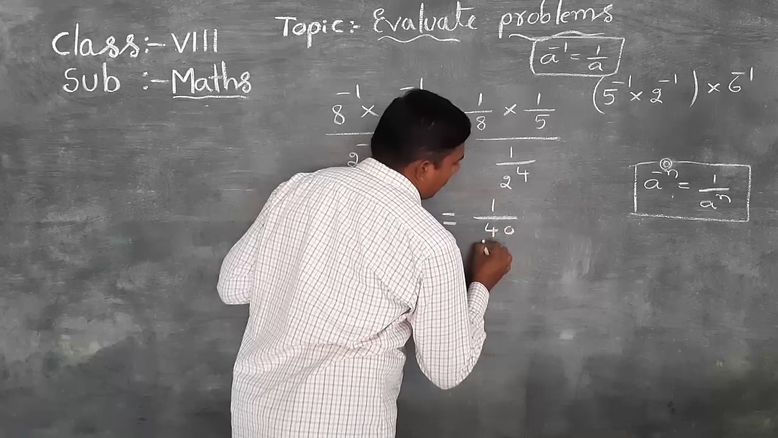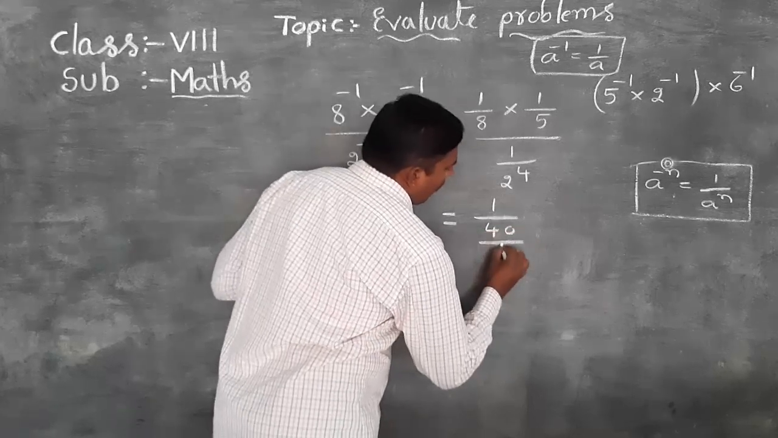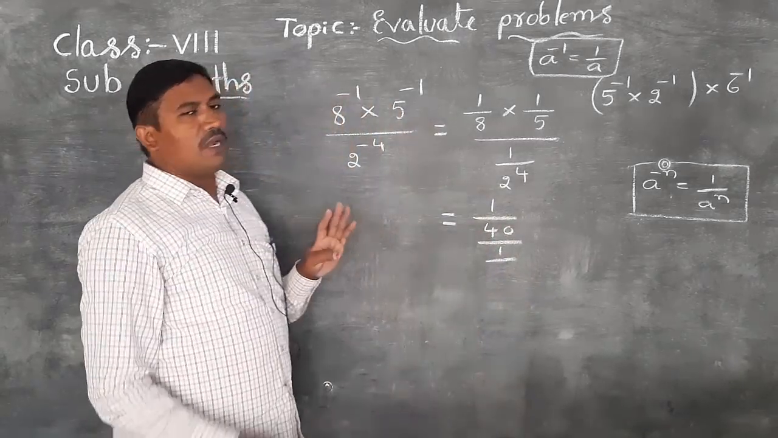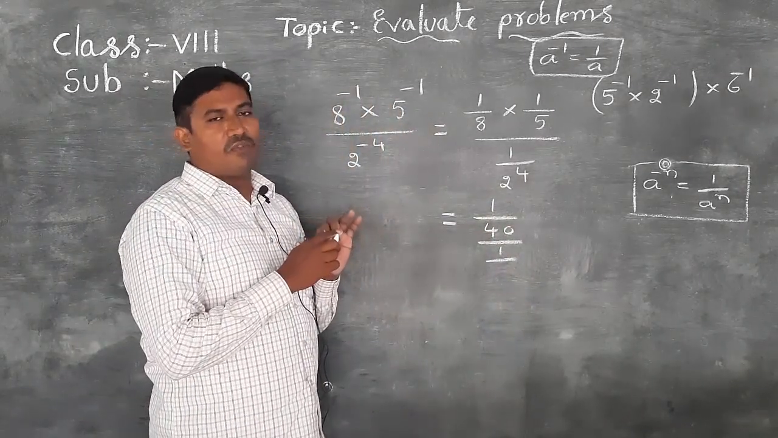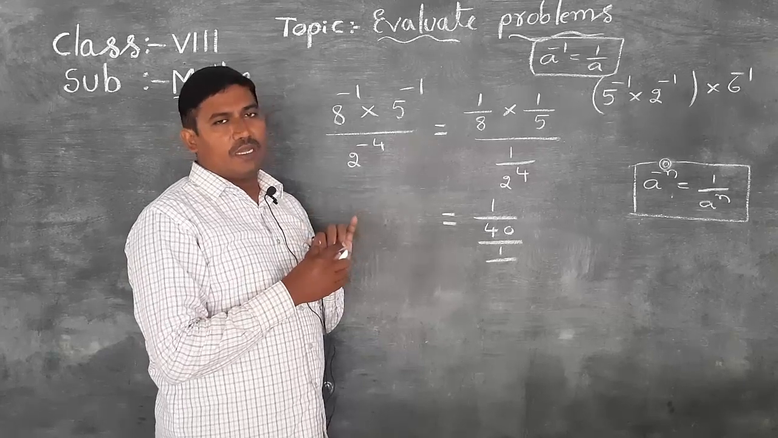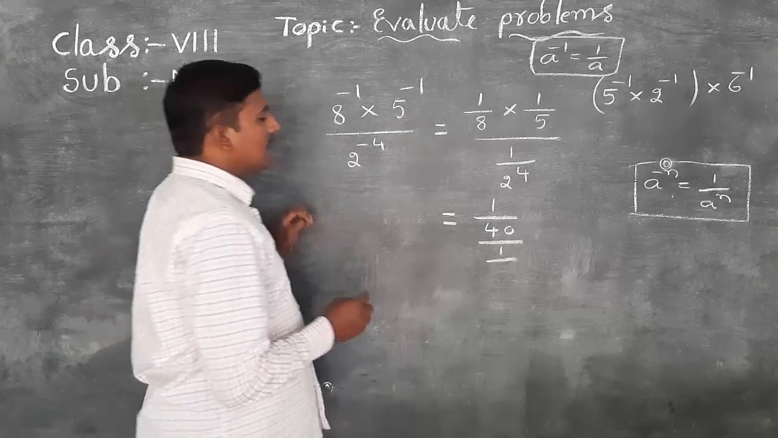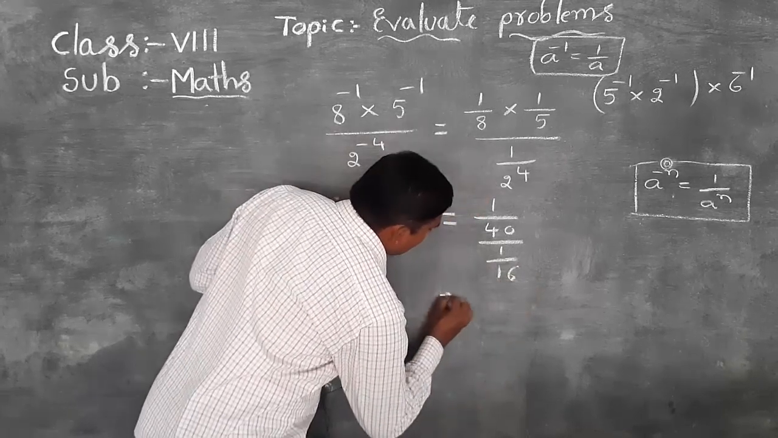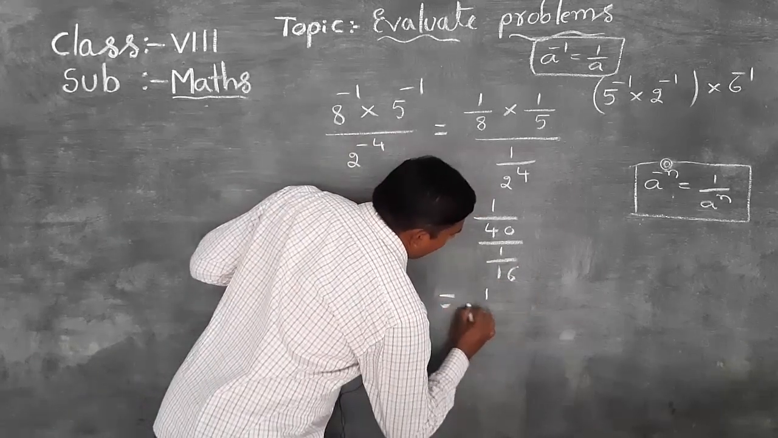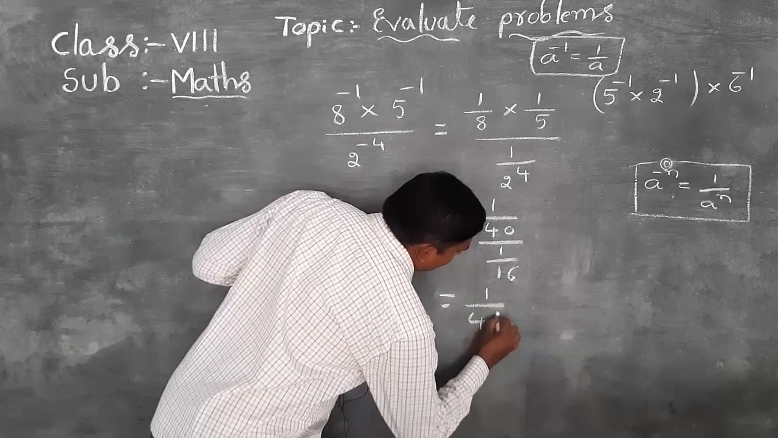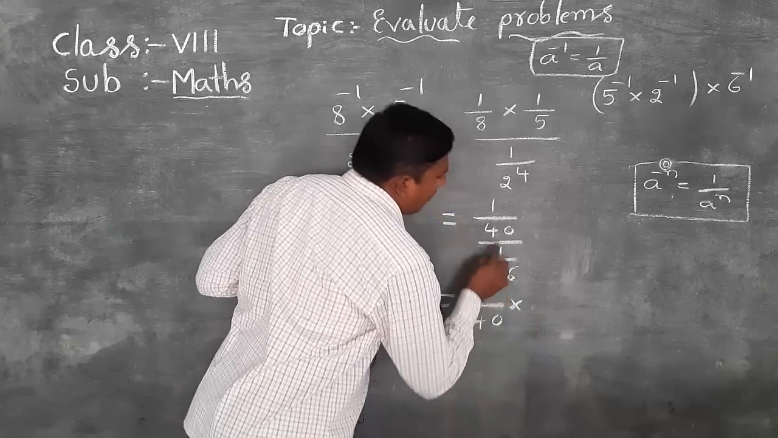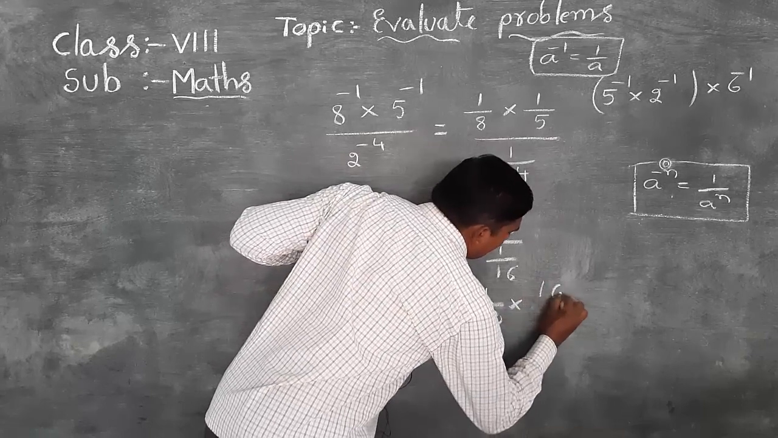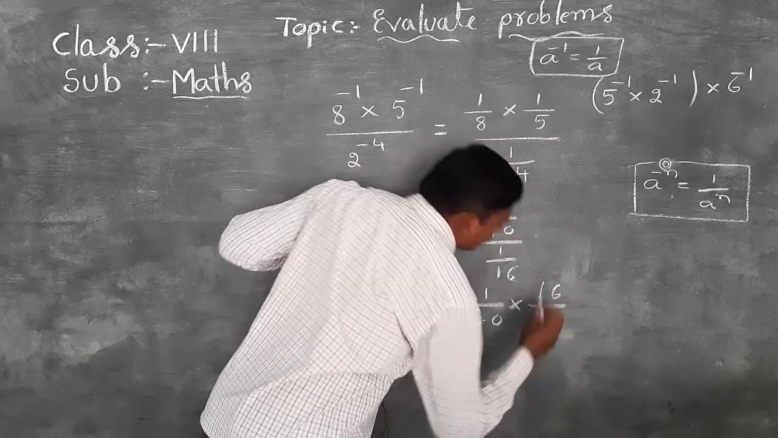1 by 2 power 4 means 2 multiplied 4 times. 2 2 jar 4, 4 2 jar 8, 8 2 jar 16. So is equal 1 by 40 into, for by there, so it's a reciprocal coming, 16 by 1.